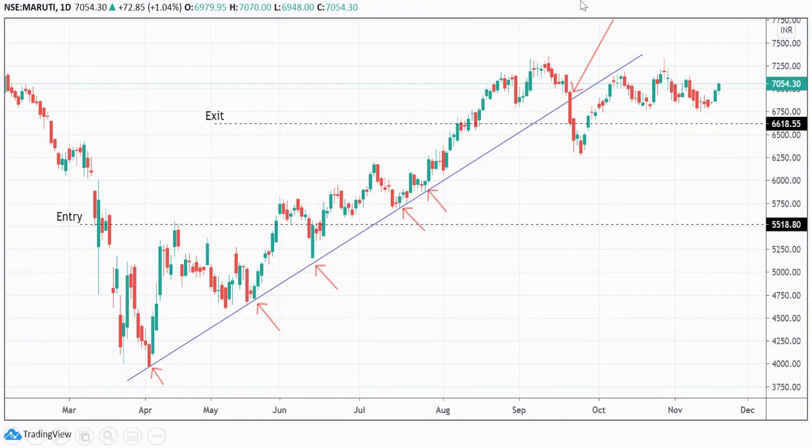Now the price went higher and then finally it broke the trend line here on this candle. If you take the closing price, this is something around 6618, which is 1000 rupees profit. So 1000 rupees profit on 5500 is roughly 18%. 18% in how many months? If you see, it is from mid June to mid September. That is 3 months, 18% profit. It is decent, right?